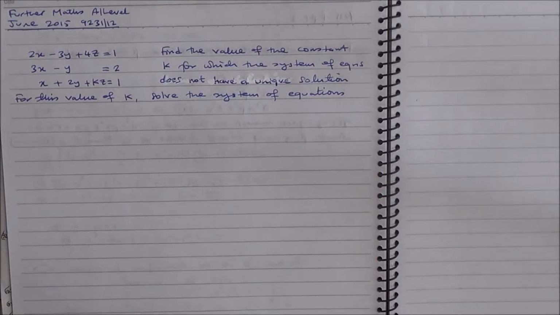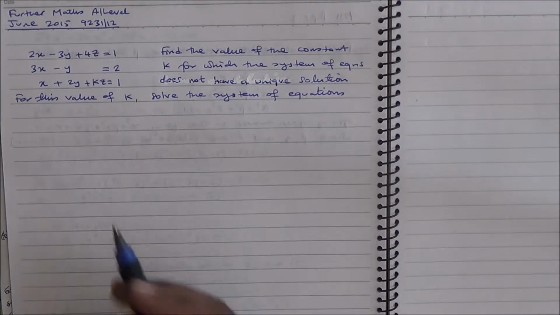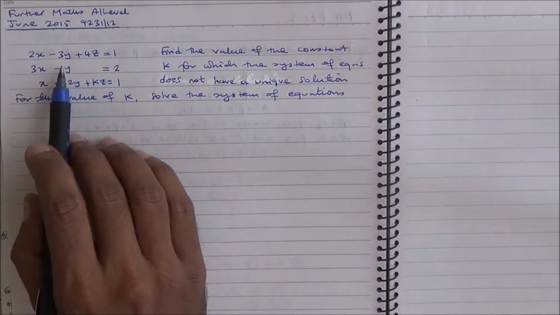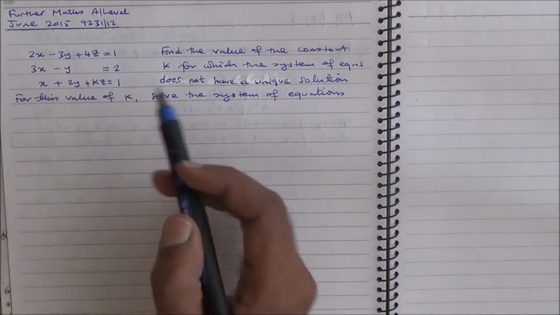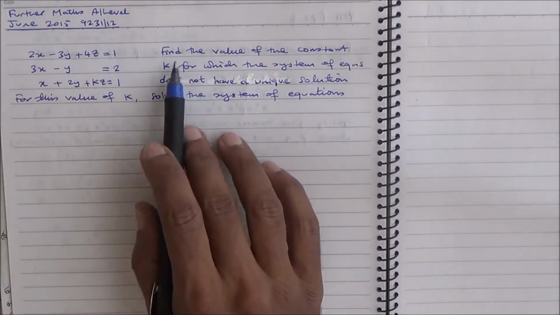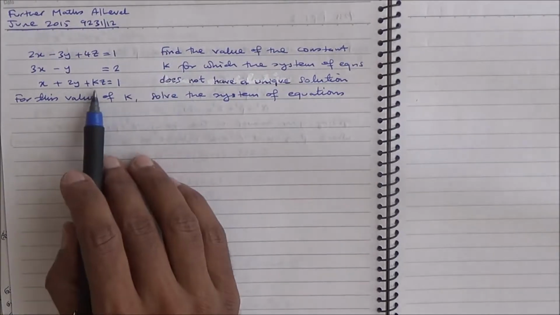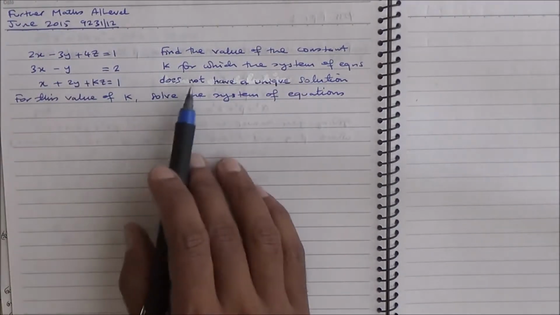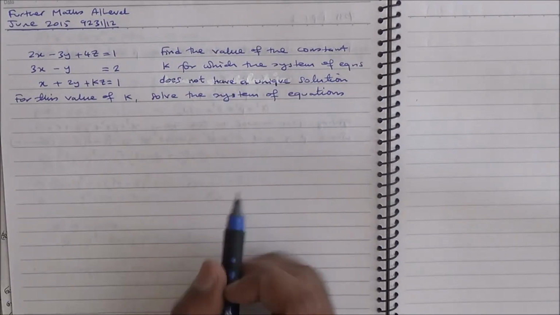Hi, this question is coming from the June 2015 Advanced Level Further Maths. A system of equations has the following set of equations. Find the value of the constant k for which the system of equations does not have a unique solution.